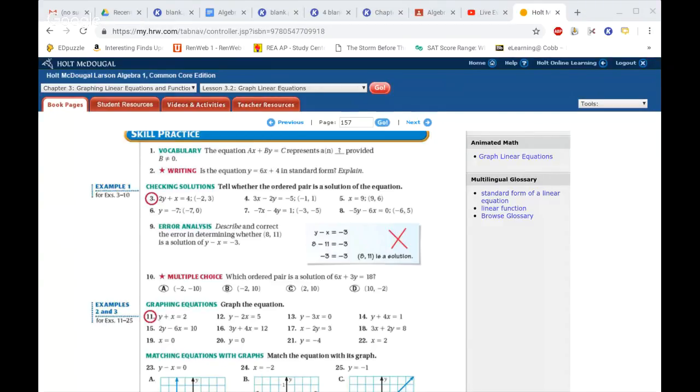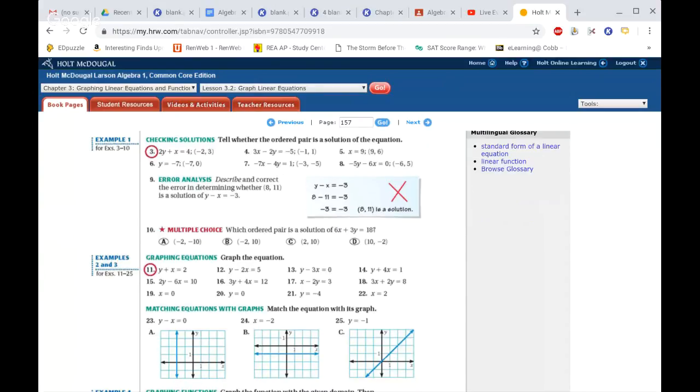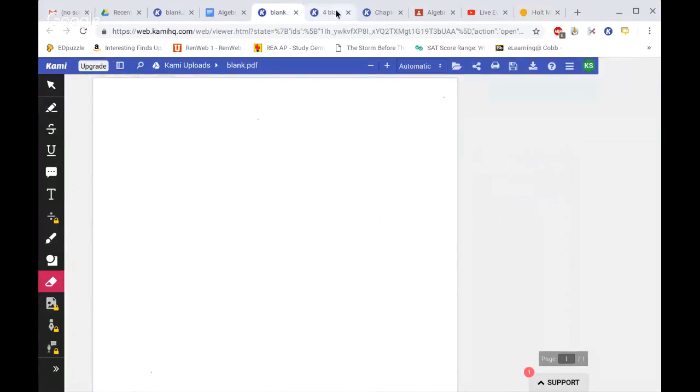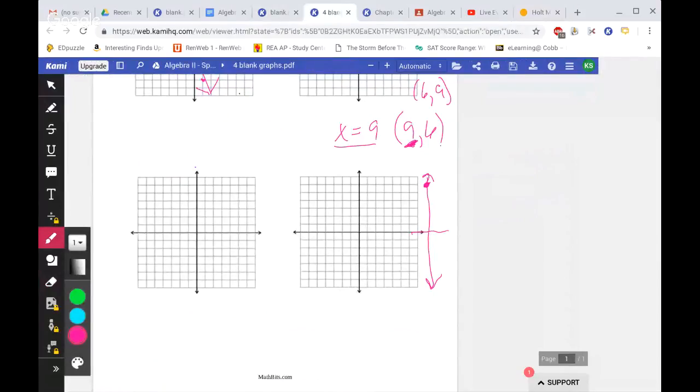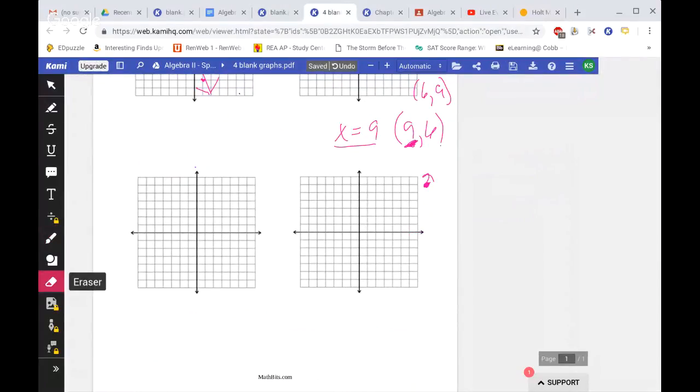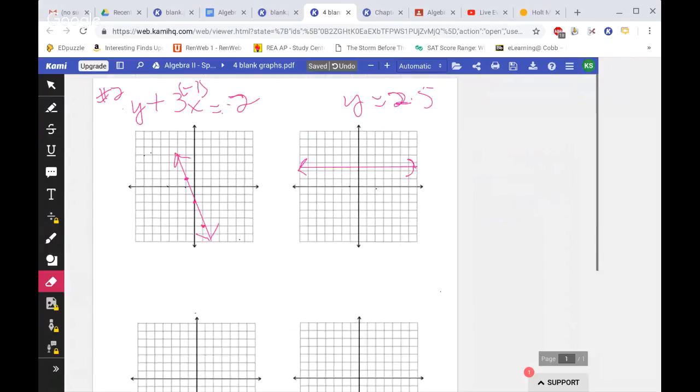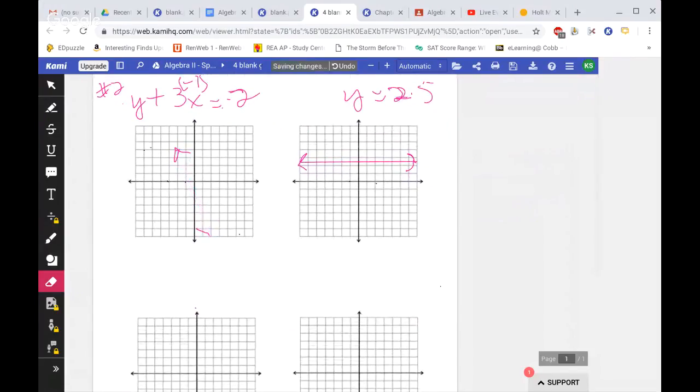How do you do 11 through 22? 11 through 22, graphing the equation. Those are the ones where you have to make those X, Y tables. So let's take a look at those. Once again, it goes along with example 2 from the guided practice, I believe. Wasn't that the one where we were doing X, Y tables? Is that right? Am I referring to the right example?